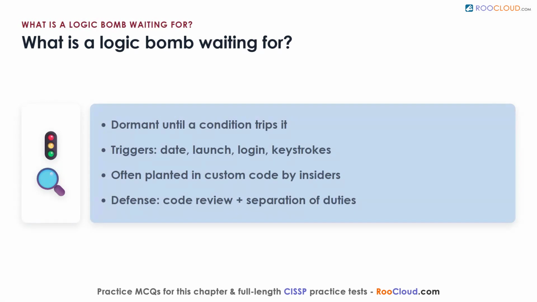What is a logic bomb waiting for? A logic bomb is malicious code that hides quietly until a specific condition trips it. That trigger might be a date, a program launch, a particular login, or even a certain sequence of keystrokes. Many are planted inside custom software by developers who want their work to self-destruct if they are pushed out of the company. Others are woven deep into a live system, quietly sabotaging it so the author gets called back to fix the very problem they created. Picture a hidden switch wired into a building that only flips when one name badge stops scanning in. Because bombs often ride inside viruses and Trojans too, code review and separation of duties are your real defense.